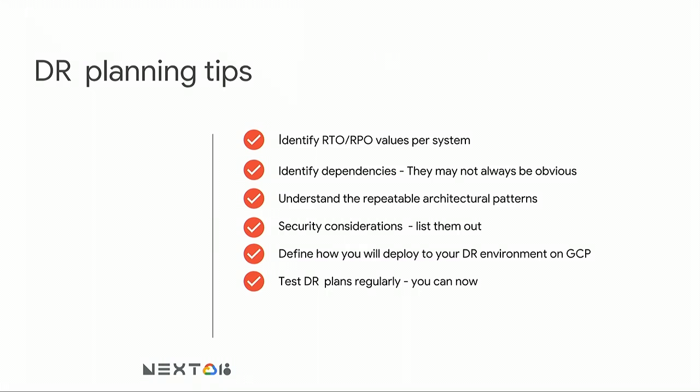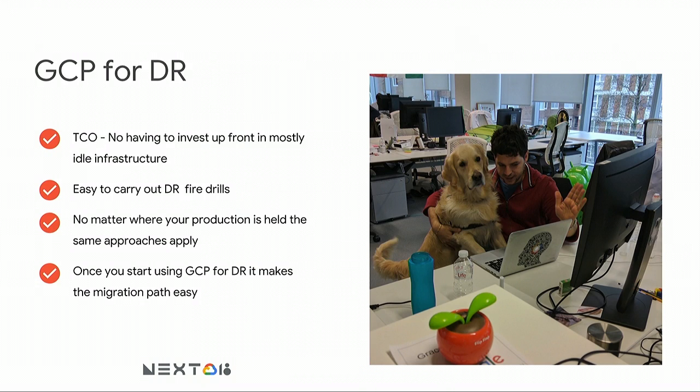And define how you will deploy to your DR environment on GCP. Remember, if your production environment isn't available, how are you going to get updates to your DR environment that may be running production for longer than you expect? And test your plans regularly. You can now. You only pay for what you use. You can use Deployment Manager to treat your infrastructure as code. So do that.